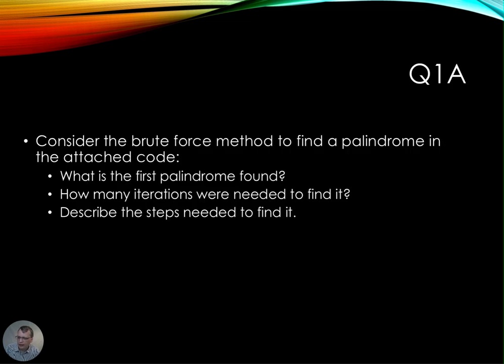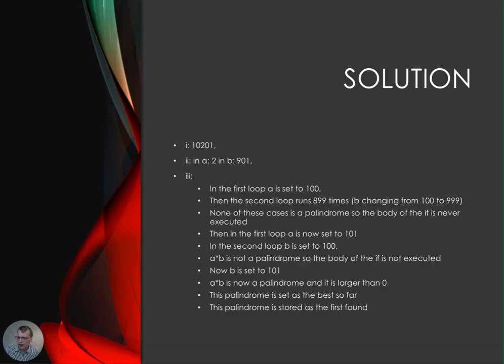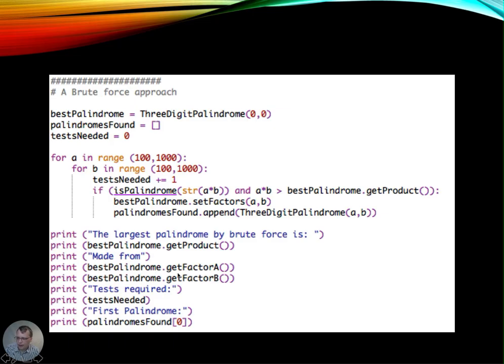The next question was how many iterations were needed to find it. The number of iterations were 2 in loop A, and 901 in loop B. So 2 in loop A, 901 in B. Now, I provided you with the test needed there as an example of how to count iterations. To get the answer I've given there, you'd obviously need to modify that slightly to count the number of loops in A in addition.